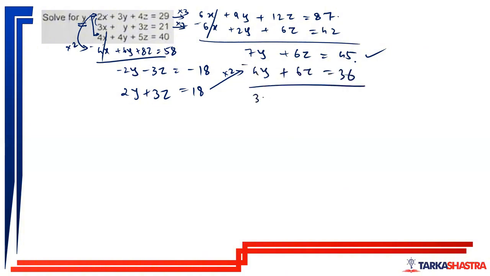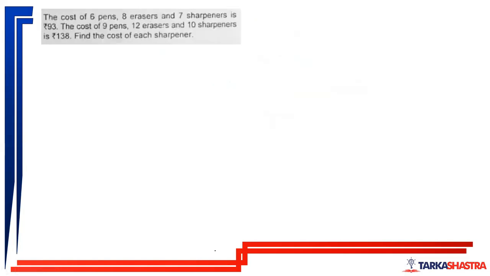If we subtract it, we get 3y, the z is eliminated, is equal to 9. The value of y is 3. And that is what we are trying to find. Okay, next, let's look ahead. Let's look at this one.